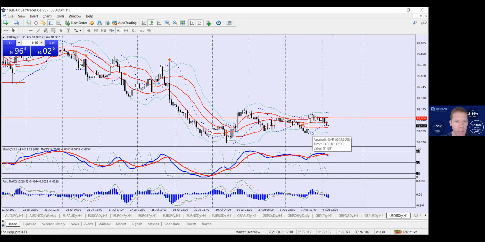Although to really see some more downside on these other currencies against the US dollar, we're just not seeing enough of a catalyst to push it past 92.15 or so.